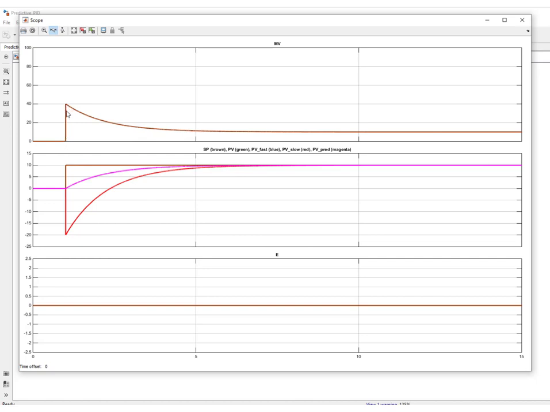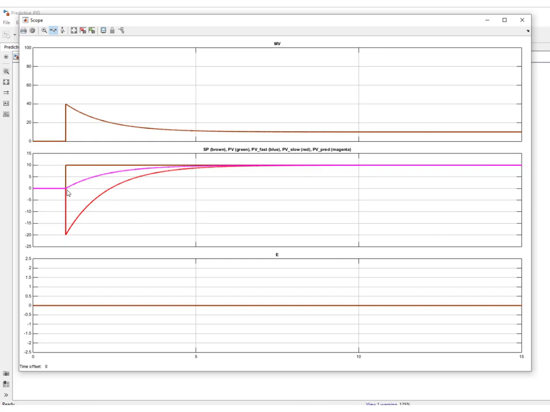kick here of 40, and as you can see, as far as the controller is concerned, everything looks as if the process is a first order type process, right? So you can see that the decrease here is looking like that of a first order system, and this is because the model is exact, of course.